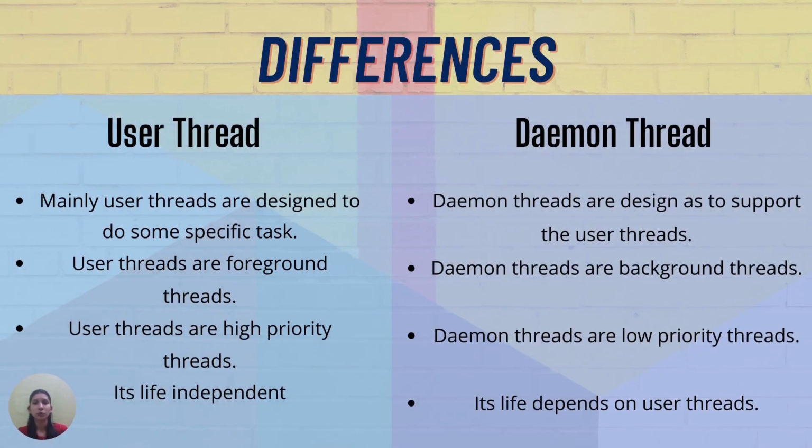As we saw before, there are 2 types of threads, which are the user threads and daemon threads. Let's see the key differences between these 2 threads. The user threads are designed to do some specific task, whereas the daemon threads are designed to support the user threads. User threads are foreground threads, while the daemon threads work in the background. The user thread's life is independent, while the daemon thread's life depends on the user thread.